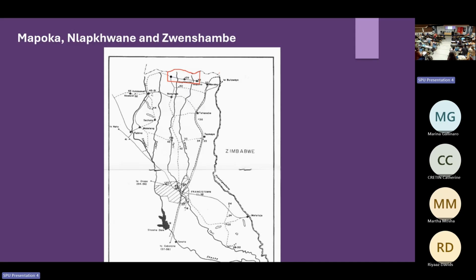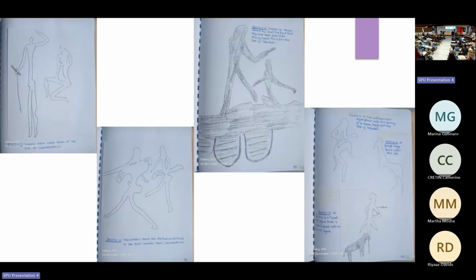This is the Northeast District. And if you see on top there, the red coloring is the three villages which we are concentrating on. This is Mapoka on my right, followed by Nlapkhwane and then Zwenshambe. Twenty years ago, when I was doing my undergraduate studies, these were some of the sketches that I made for my thesis. So 20 years ago, I did research on this area, mainly recording rock paintings found in the area of Nlapkhwane.